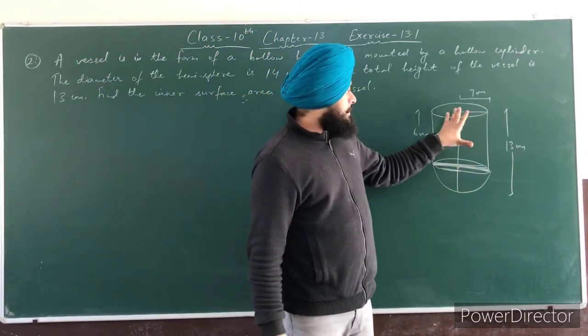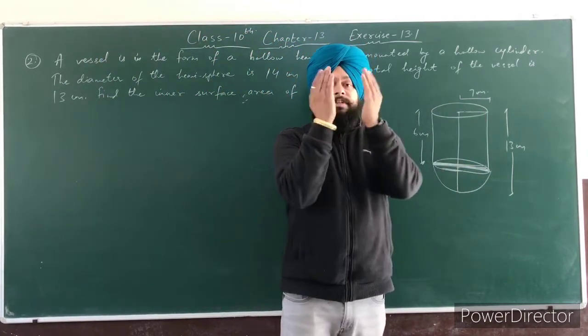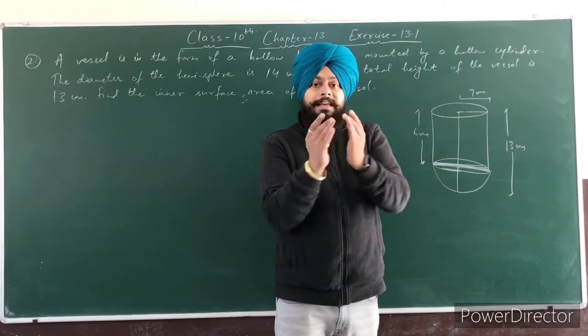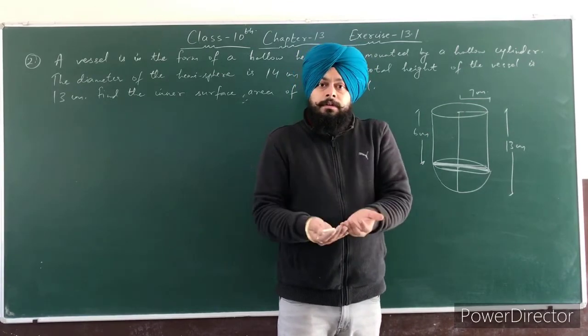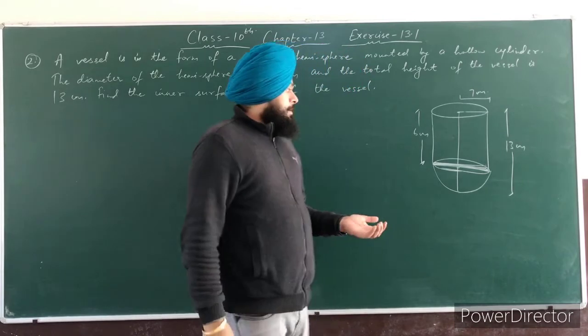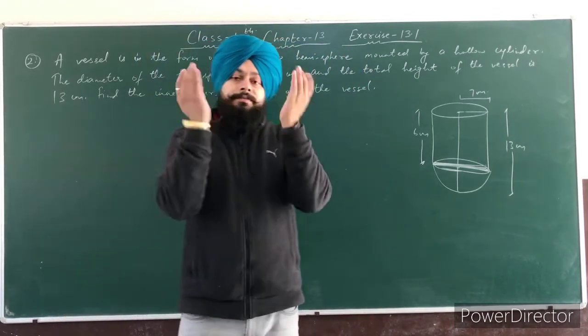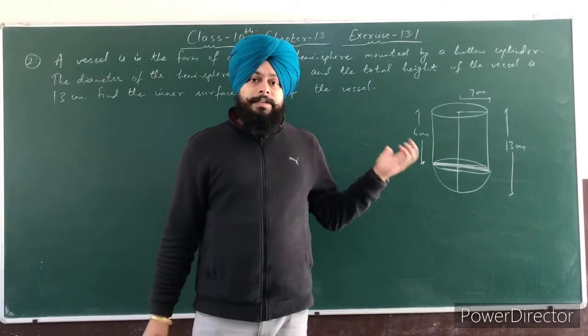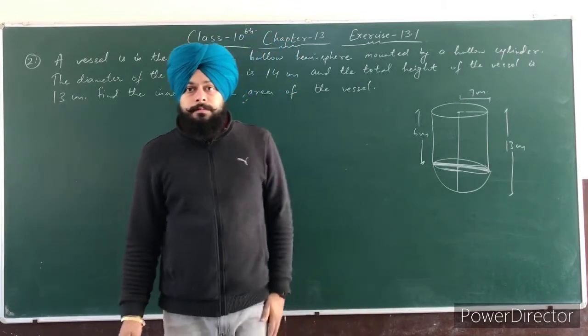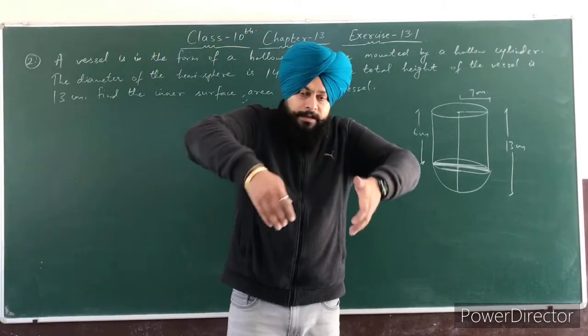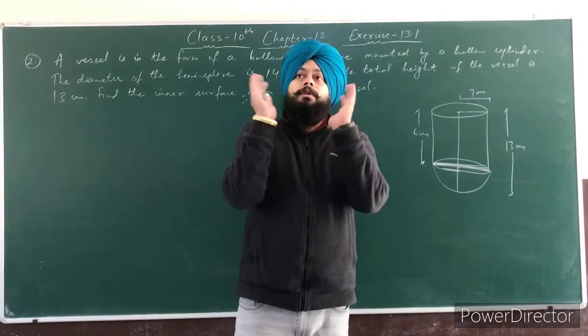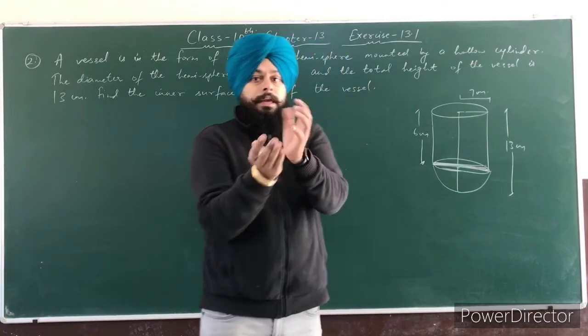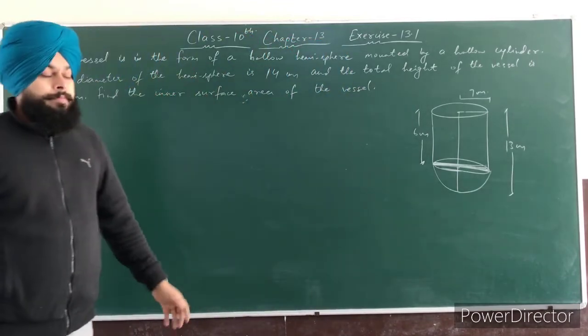So what is the inner surface? The inner surface area of the hollow cylinder and the inner surface area of the hollow hemisphere. Either you can find the outer surface or the inner surface of this vessel, it should be the same. You can count from the inner side of the vessel or from the outer side of the vessel. The area should be the same.